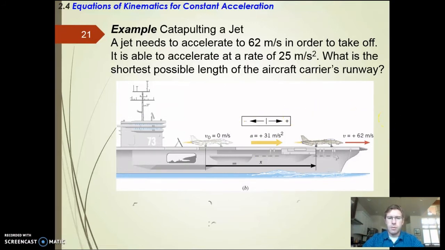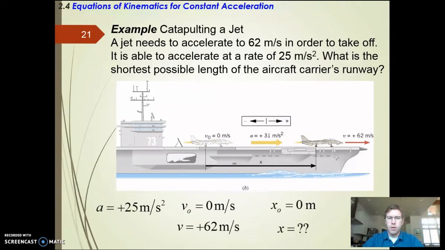Now let's list our variables. So we look here, we know our acceleration is a positive 25 meters per second squared. Our initial velocity is 0. Let's define that starting spot as 0. And we want to know our final position, knowing that the final velocity is 62 meters per second. Notice I didn't label time. We don't know time, but we don't care. We weren't asked to figure out how much time this is going to take. So I left that off. You could include time as another unknown. But those are our variables.